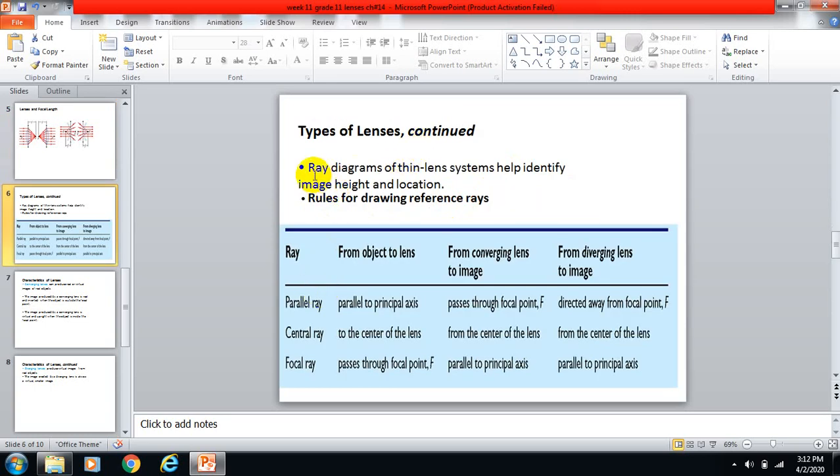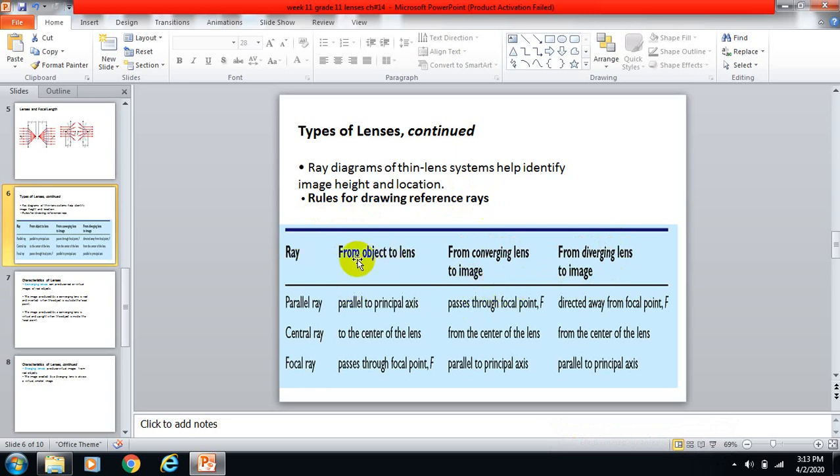Types of lenses continue still. Ray diagrams of thin lens systems help identify image height and location. Remember, height and location as far as the image is concerned. Within the study of lenses, it is quite necessary that you know the height and location. Rules for drawing reference rays: rays from object to the lens, from converging lens to the image, and from diverging lens to the image. We have two lenses, converging and diverging, and we will study the image in this structure.